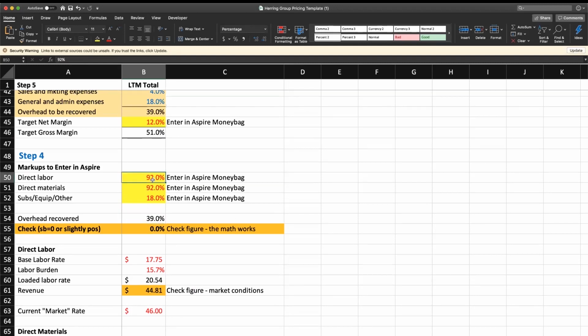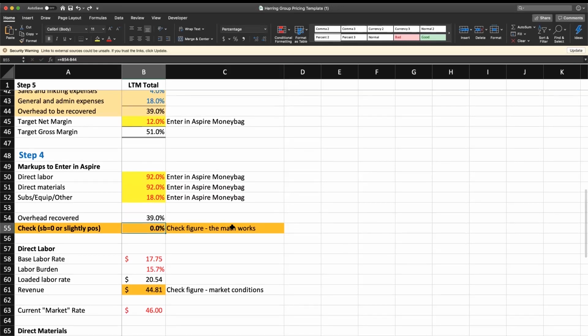But if I entered the wrong markup, like if I entered 75 here, the check number isn't going to work, right? And we only recovered 32% of revenue when we need to recover 39% of revenue. So guess what? Our profit isn't going to be 12%. And for you Aspire users, this is really important because just because you enter the 12 in there in the money bag as your target doesn't mean that that's what will be produced. You have to get the markups right as well. So if we switch that back to the 92, right, then we get to the 0 and everything is working.